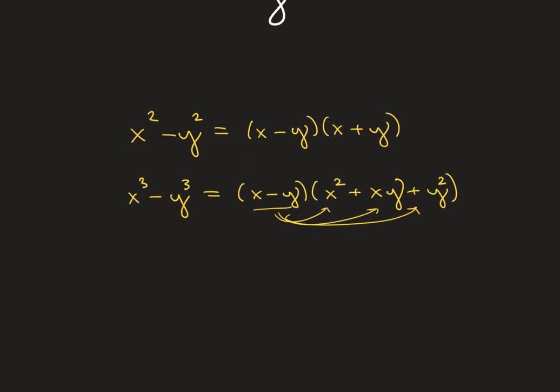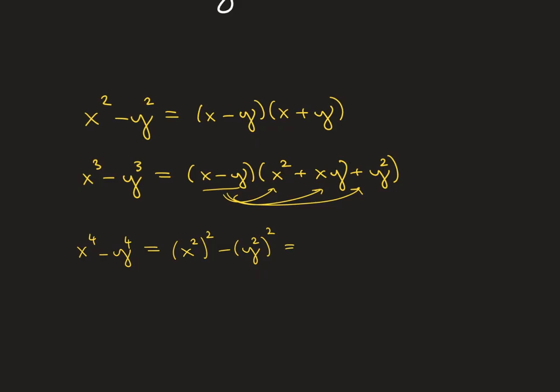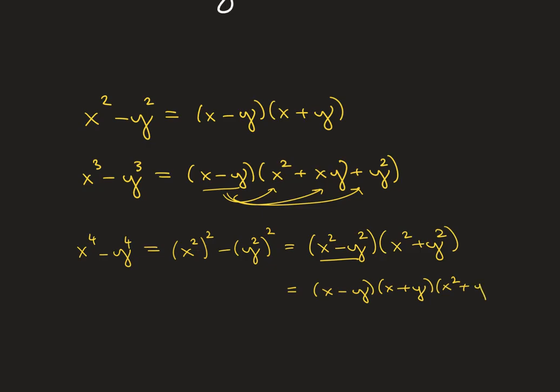Let's do maybe a few more. Let's see if we had x to the 4th minus y to the 4th. Well, that's the same thing as x squared squared minus y squared squared. And I see a difference of squares. Okay, so that is x squared minus y squared times x squared plus y squared. Oh, and I know how to factor this. This is the same thing as x minus y times x plus y times x squared plus y squared.